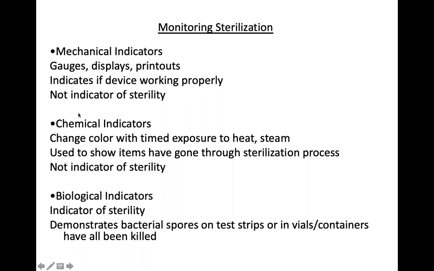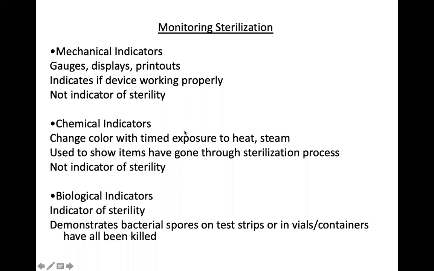The second one are the chemical indicators. Chemical indicators are indicators that change color when you have achieved the temperature that you want to achieve. You have certain chemicals that change color from green to red, blue to yellow, etc., depending on the temperature that they have been exposed to and for what duration, okay? So it is not an indicator of sterility. It is used to show that items have gone through sterilization processes.